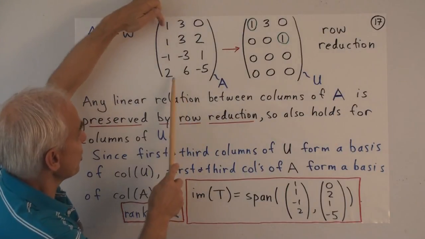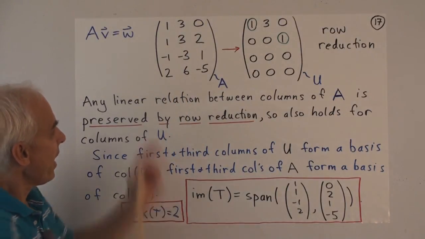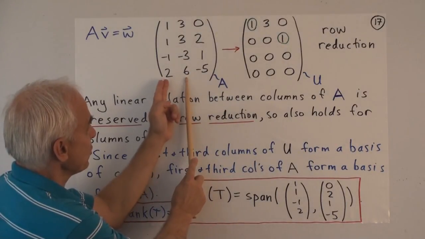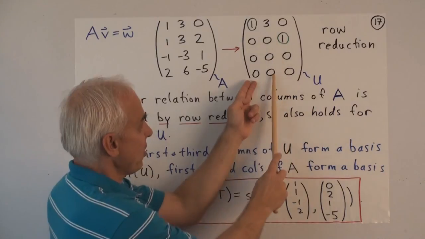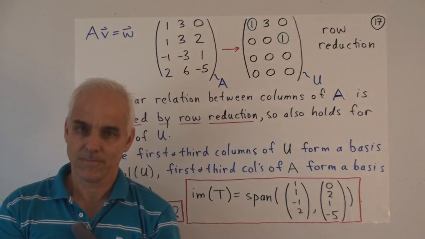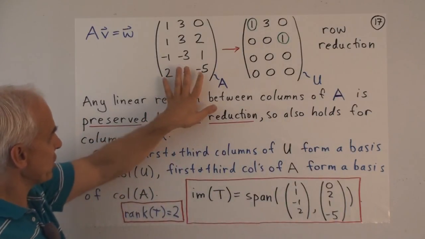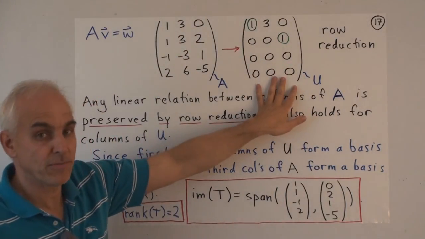So notice, for example, that this first column and this second column are actually easily related. The second column is just 3 times the first column. That's true over here for these 2 columns, and it's also true for these 2 columns. This second column here is also 3 times the first column. That's true for any relationship between columns here. It's maintained in row reduction.